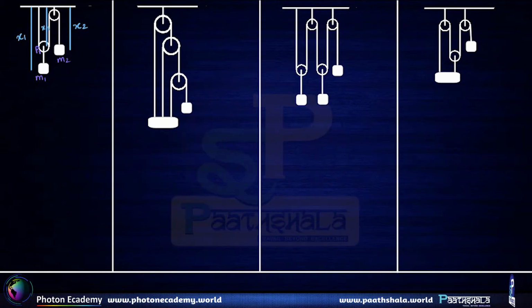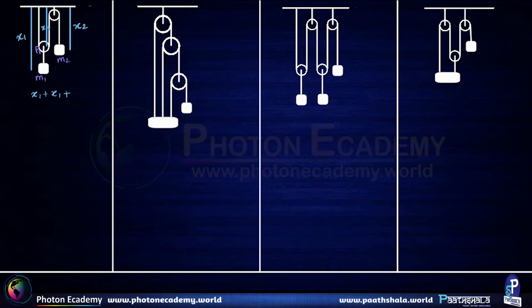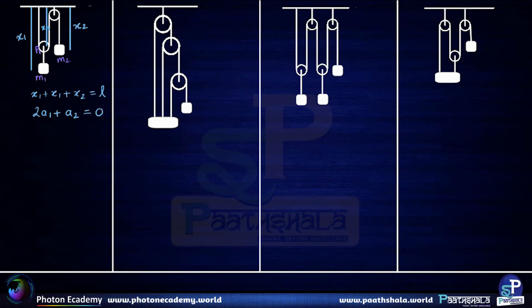Alright, so basically when we are writing down that the length of the string is constant, all we need to do is write down x1 plus x1 plus x2 is equal to the length of the string L. On double differentiating this, we get 2a1 plus a2 is equal to 0.